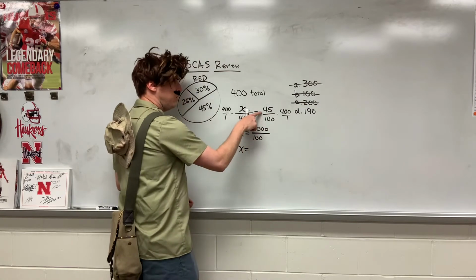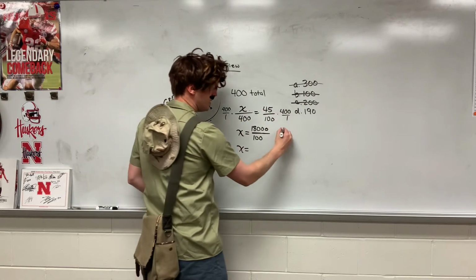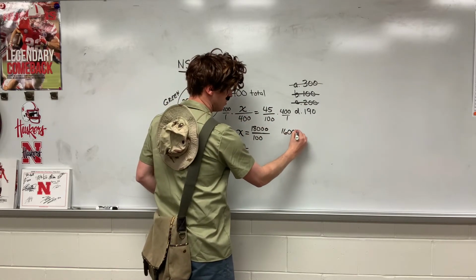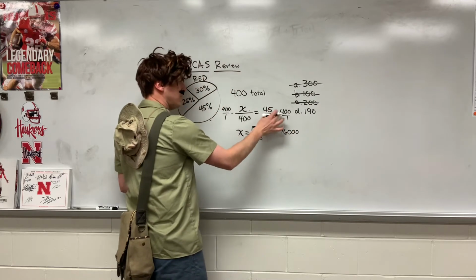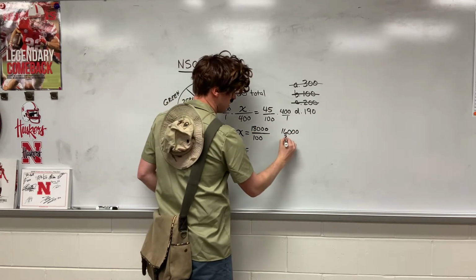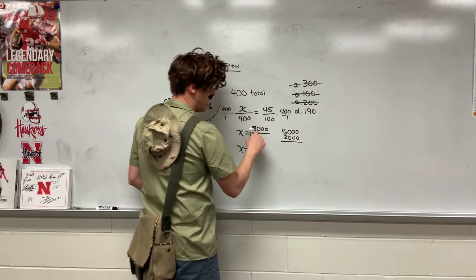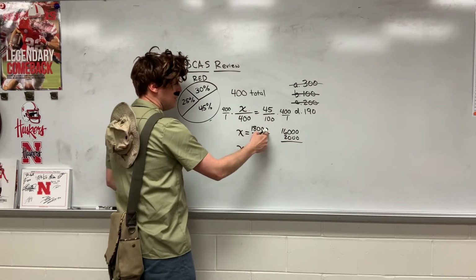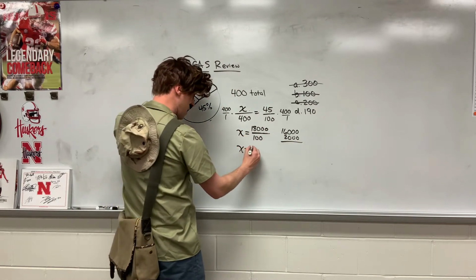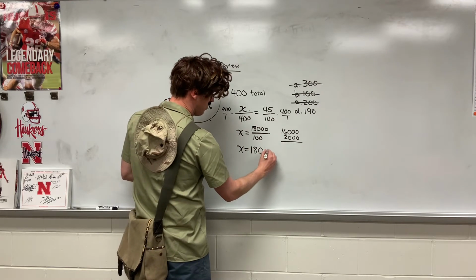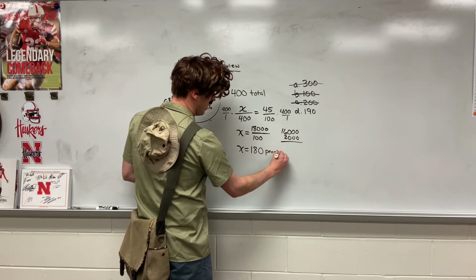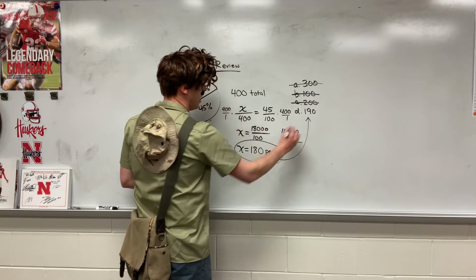Alright, so 40 times 400 is 16,000. 5 times 400 is 2,000. So you add them together, you should get 18,000. Move it over 2 places, and we have the answer, 180 people. Which really, my estimation here, 190, wasn't too far off.